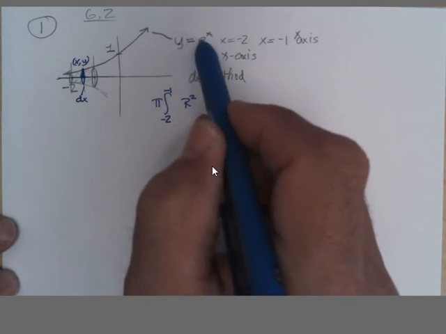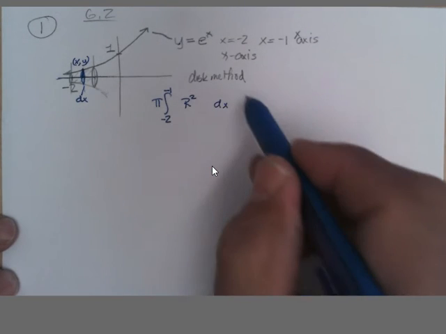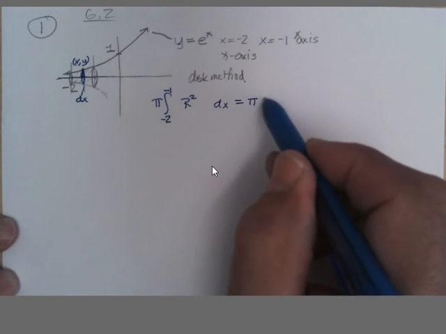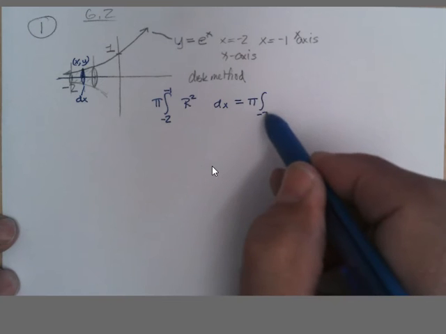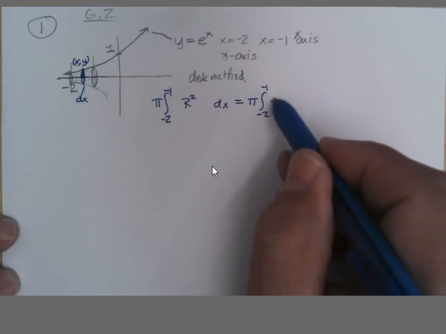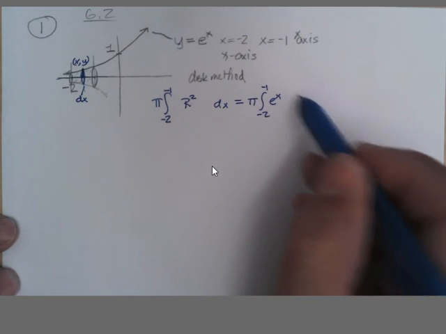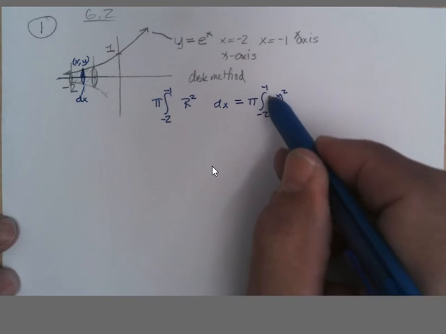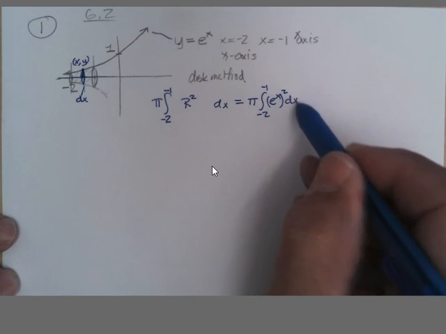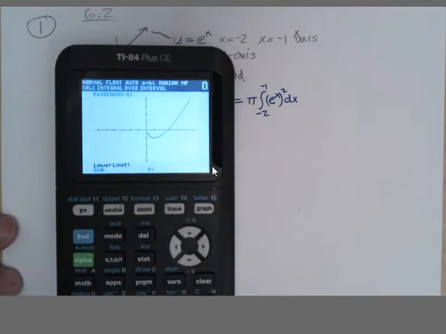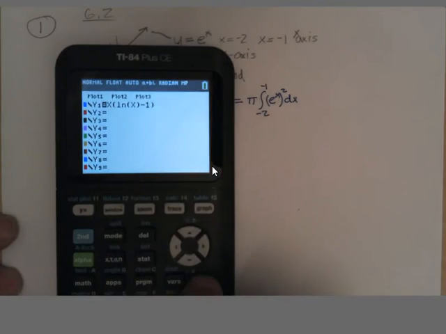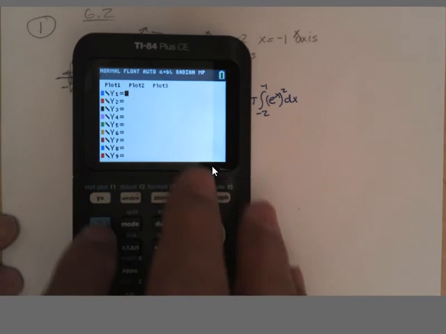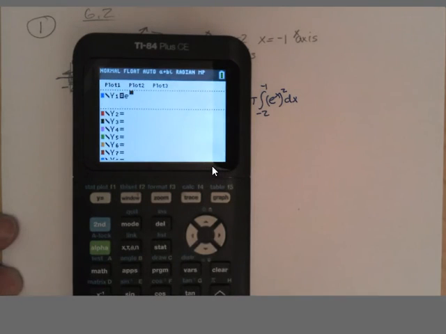But y is e to the x, so it's going to be pi times the integral from minus 2 to minus 1 of e to the x, that's the radius, squared dx. So if I just do the part inside the parentheses, I get e to the x squared.